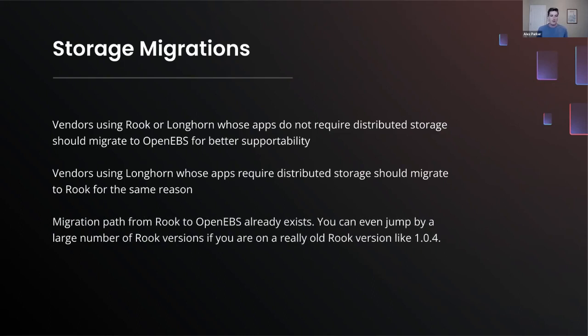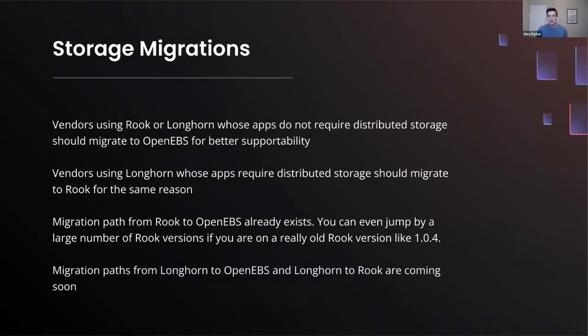We've already got a migration path from Rook to OpenEBS. So anyone that's on any version of Rook, even a really old version like 1.04, which a number of our customers are on, we have a migration path for you to be able to get you over to OpenEBS. And we've got migration paths forthcoming for Longhorn to OpenEBS and Longhorn to Rook to try to get you there. So that was probably a lot of information. Like I said, we'll talk about this a little bit more in a subsequent talk. But if you're a vendor that's using Rook or Longhorn and wants to learn more about this, just get in touch with us and we can help figure out your situation and get you into the right recommendation there.